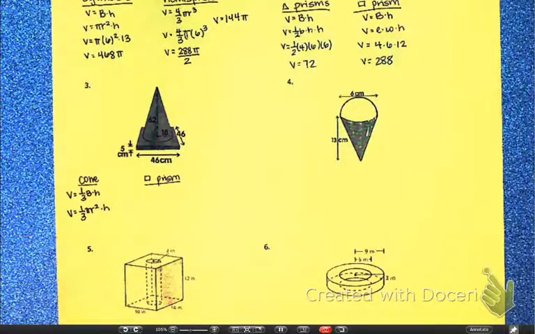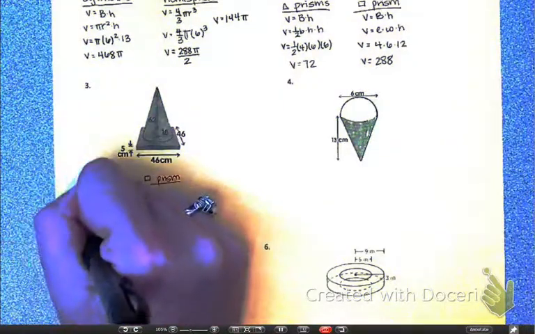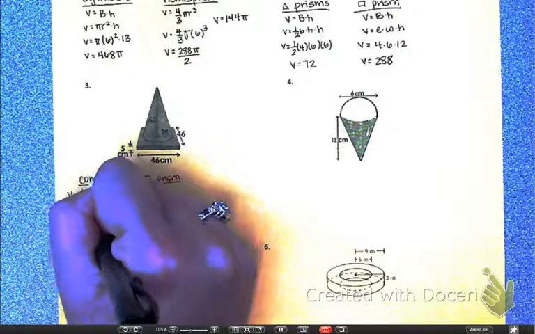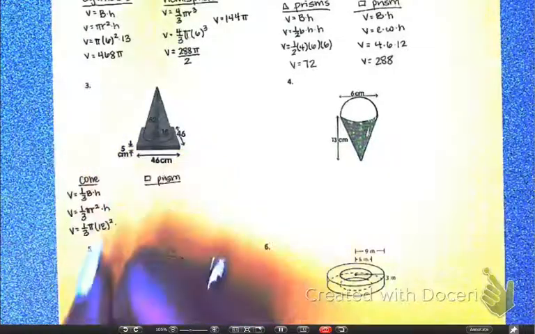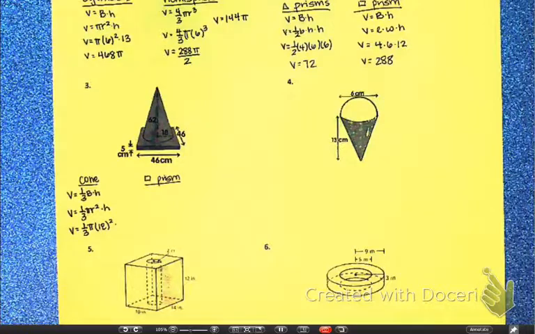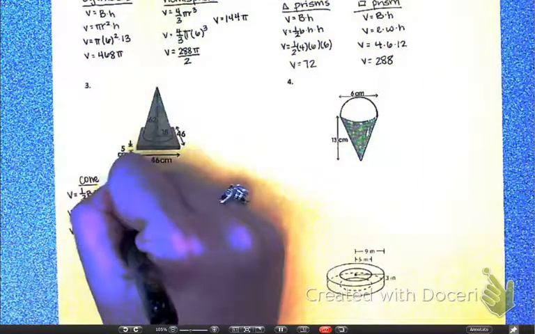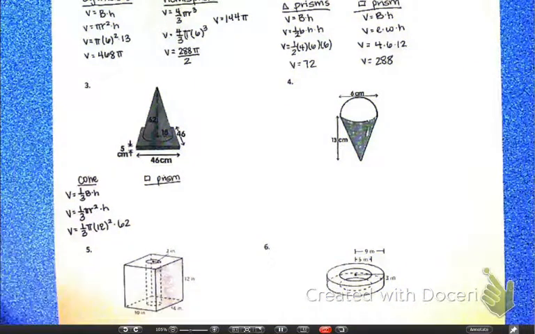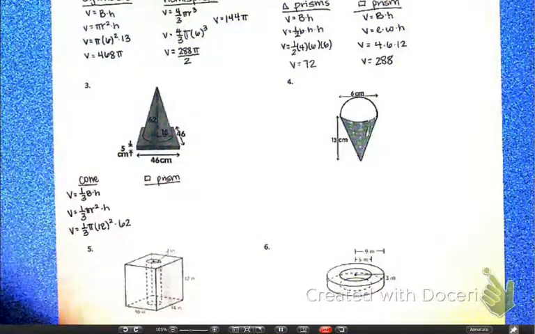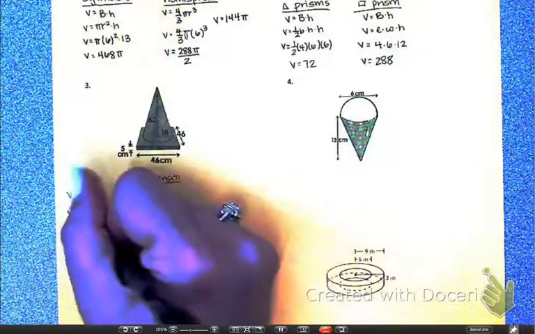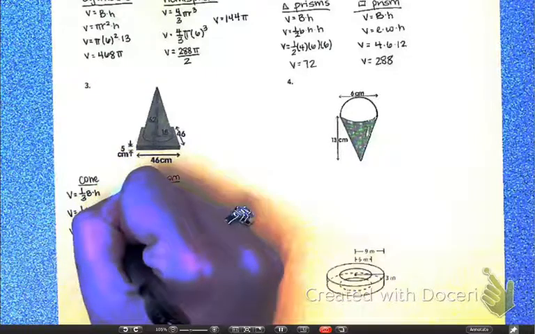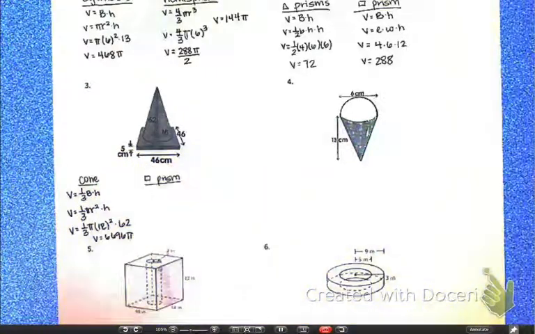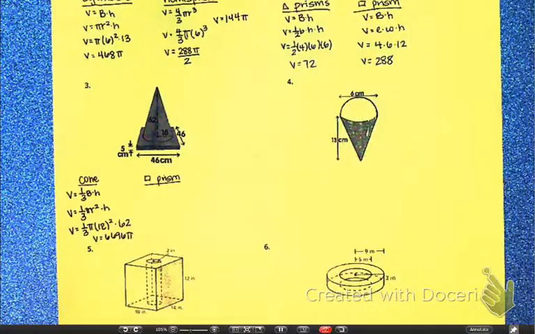Okay. What is the radius of the cone? 18. What's the height of the cone? 62. So in my calculator, 18 squared times 62 divided by 3 gives me 6,696 pi. Right? I'm going to leave that there for a second.